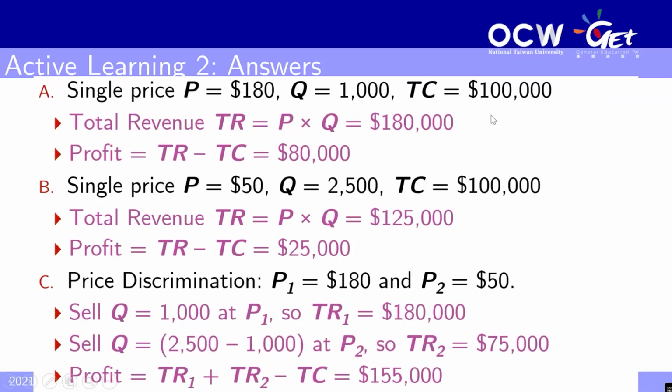$155,000. And of course, this hinges on the fact that the monopolist can distinguish between you are the high willingness to pay customer, you are the low type. If I cannot identify who is the high type and the low type, then I cannot do this.